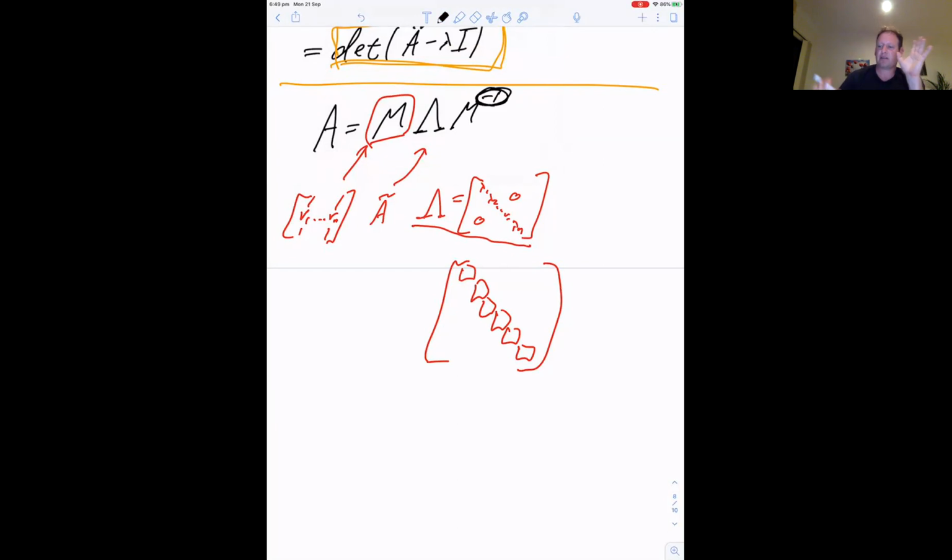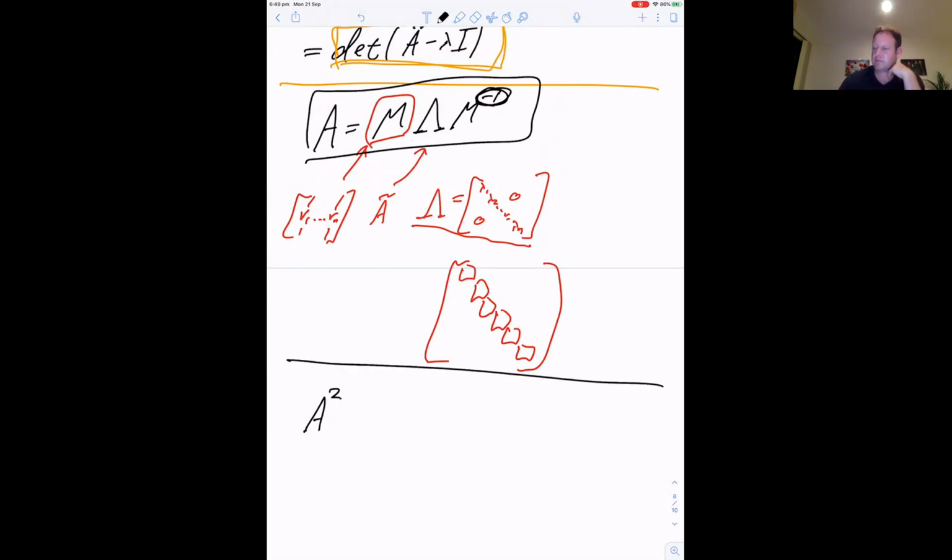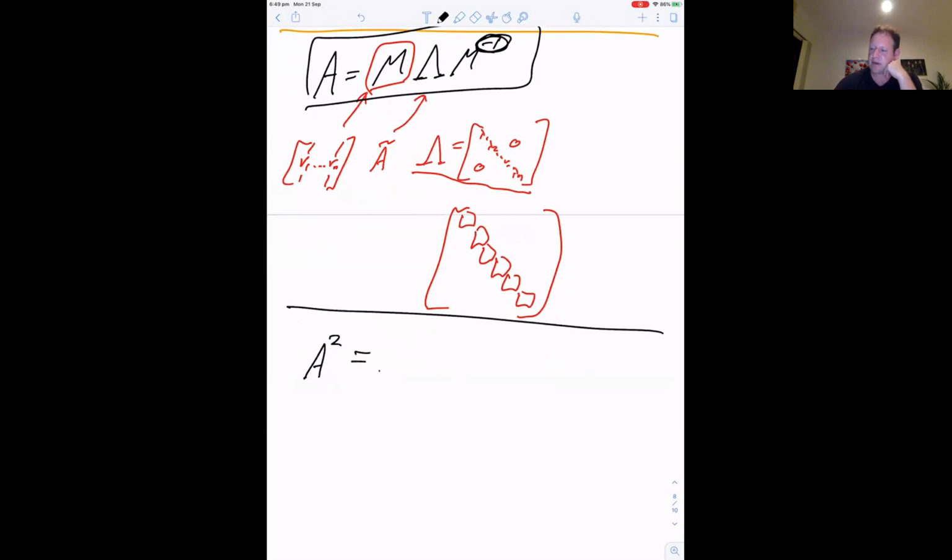So that's gonna come to symmetric matrices, such as in data science, the covariance matrix, which is a symmetric matrix. But for now, we just have this. So we have A being this. Now let's say we want to look at A squared. Okay, so A squared is M lambda M inverse M lambda M inverse.